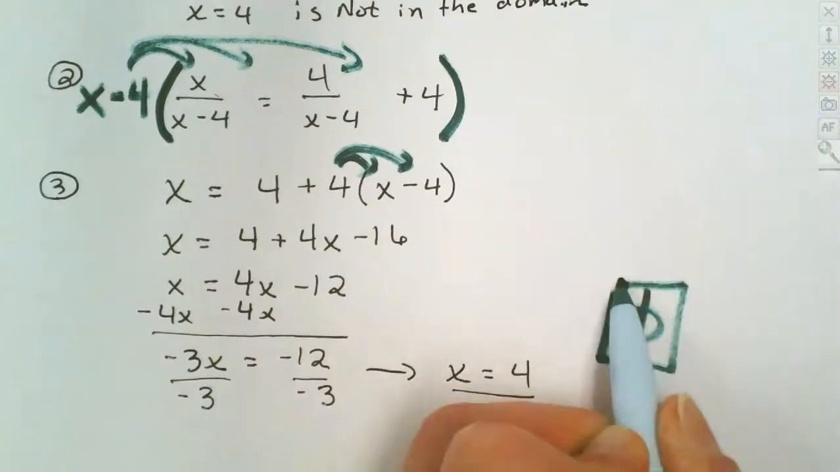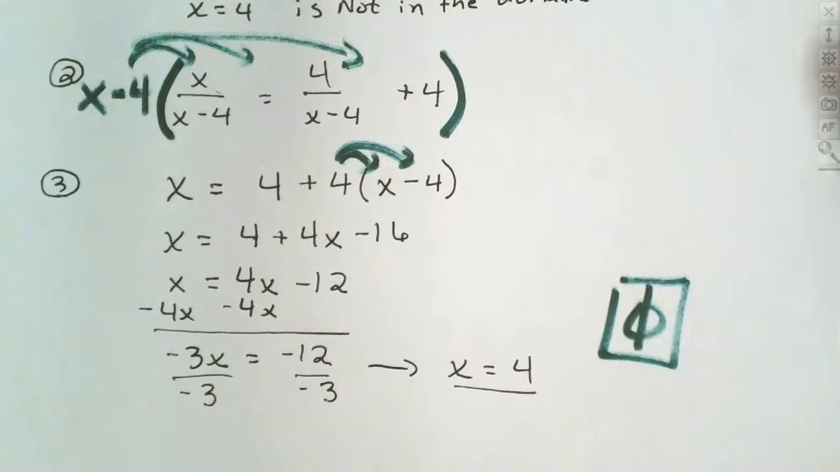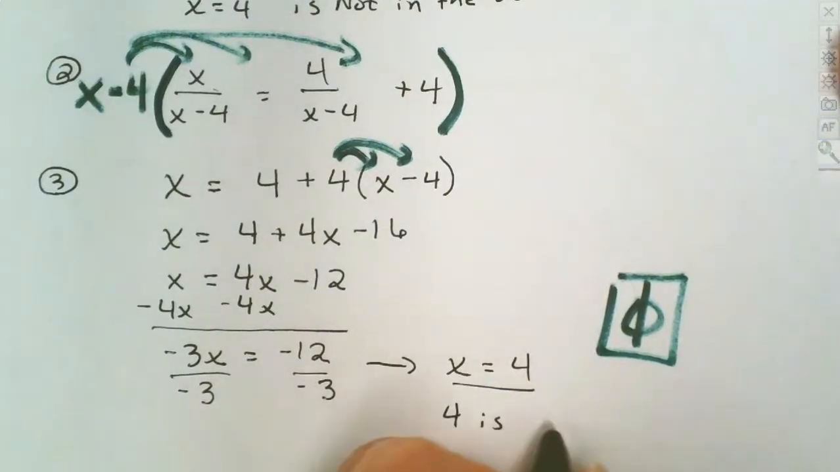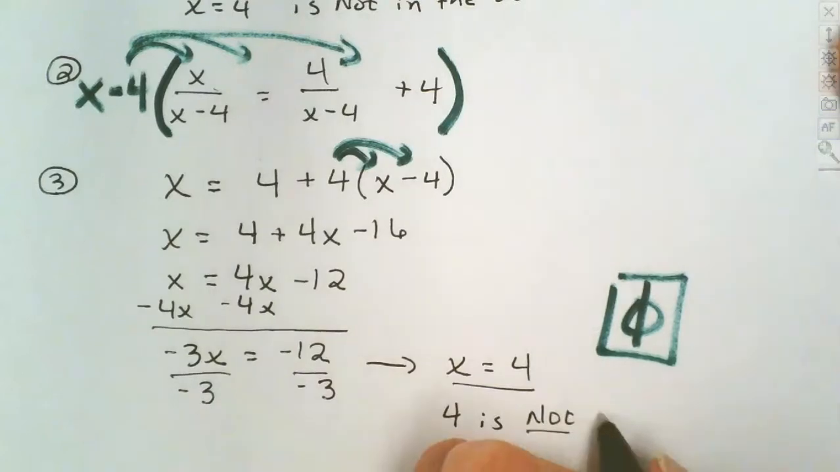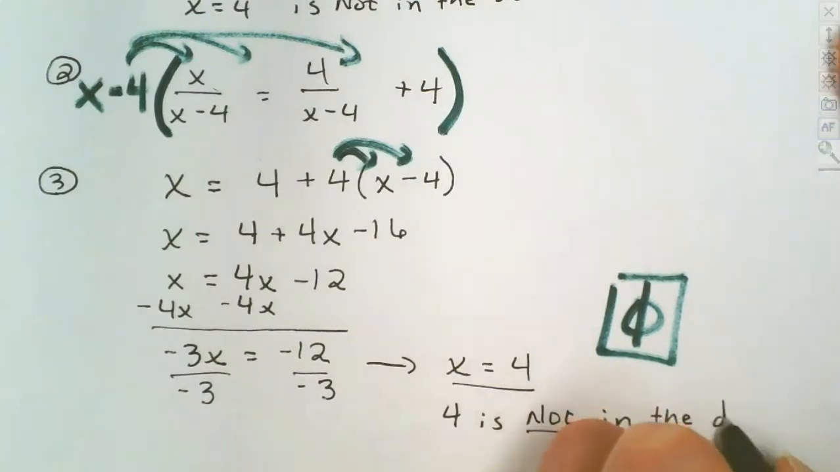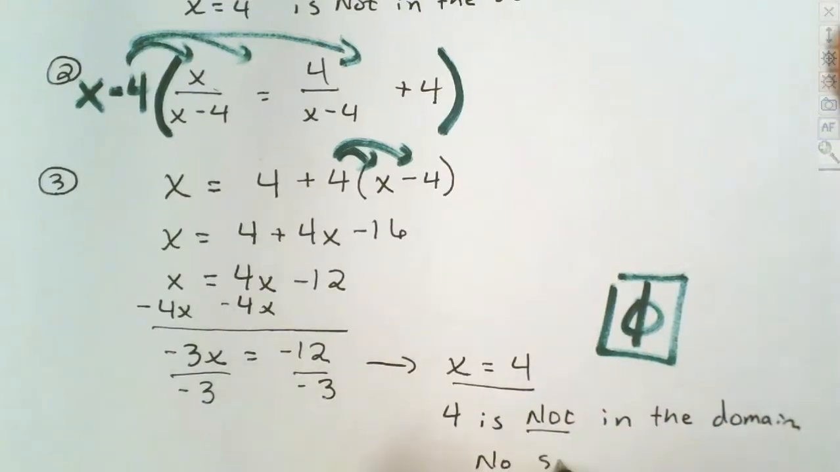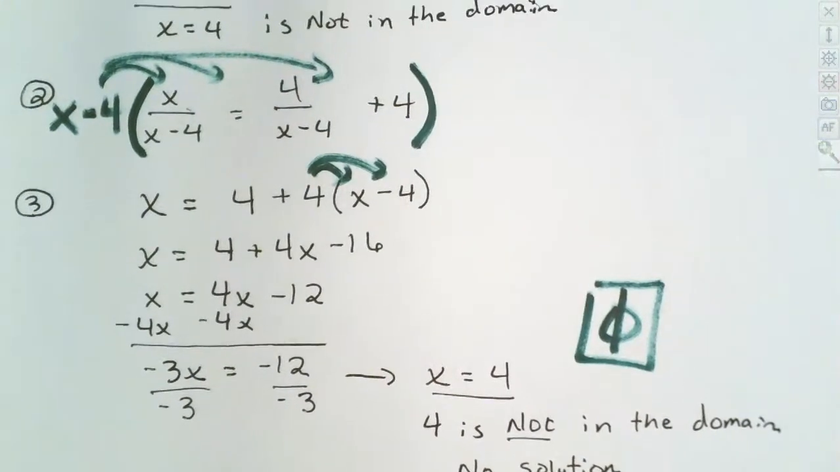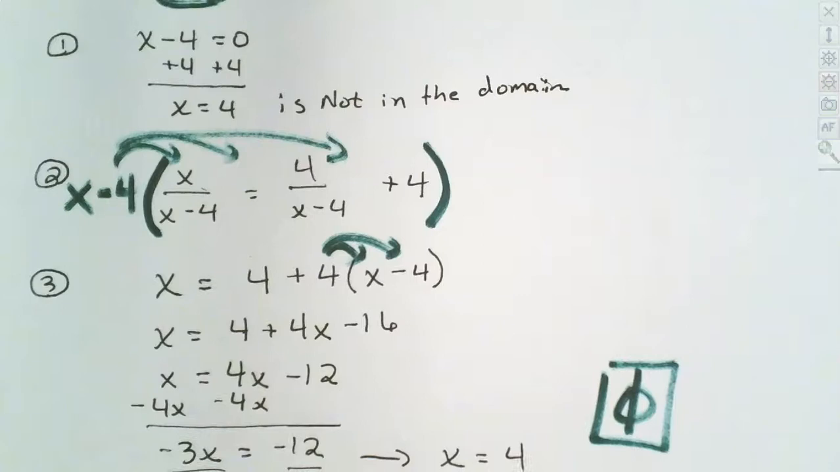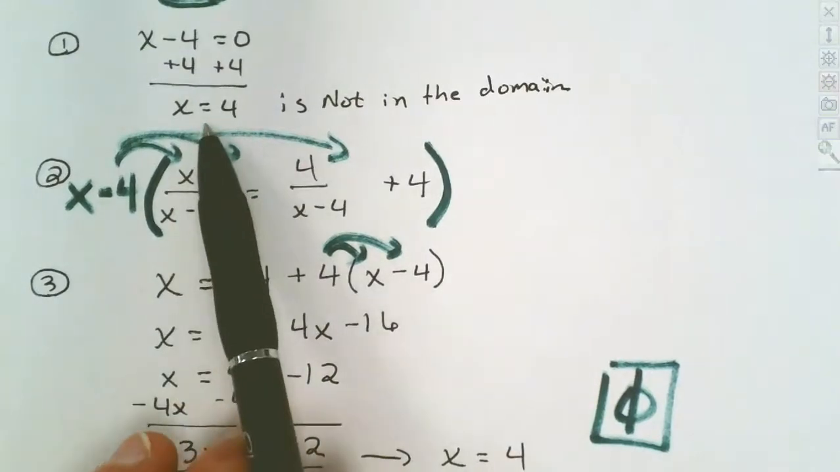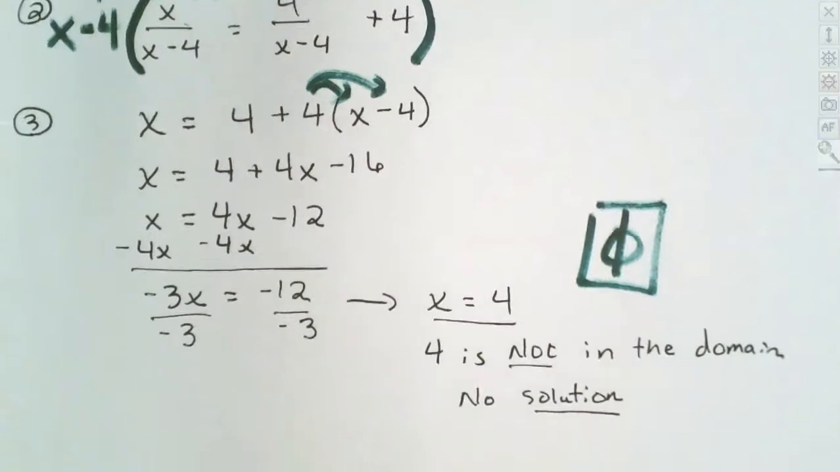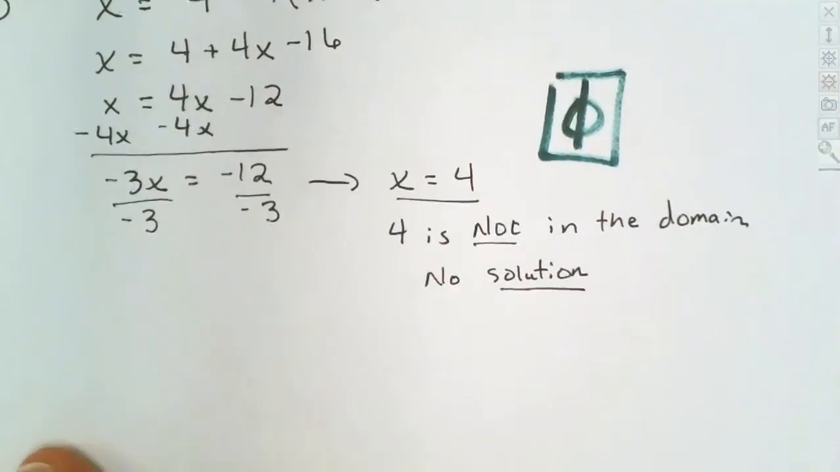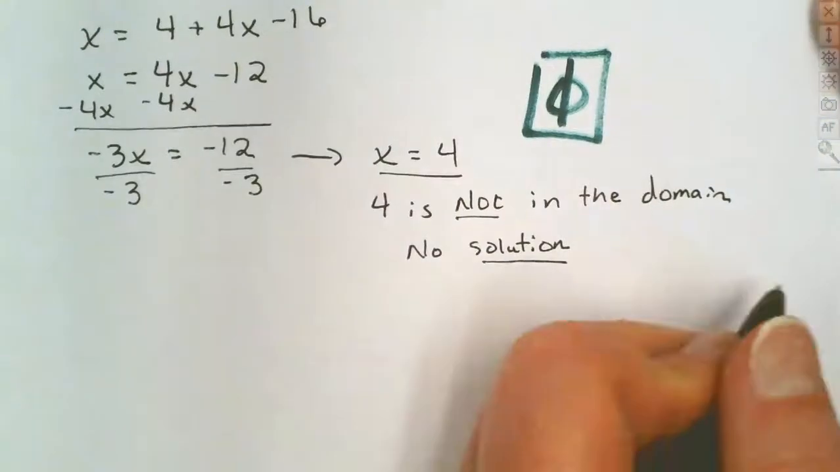And why do we have no solution? We have no solution because 4 is not in the domain. It goes back to step number 1. So you have no solution. Okay? That's why. Because if I plug that 4 back in, or look at it, what do I have? 4 gives me division by 0. I can't have it. The only solution that I got was 4. So that tells me then that this equation actually has no solution.